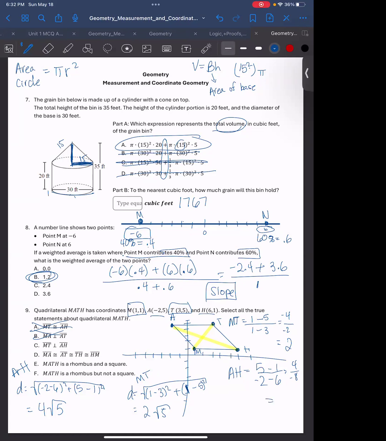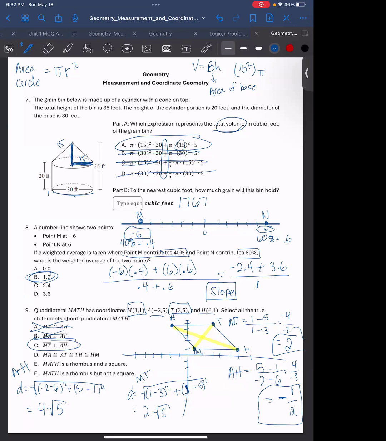So now 4 over -8 would simplify to negative 1/2? Yeah. -2, and then I have +2, and then AH is -1/2. Are these opposite slopes? Yeah. So C is true. Okay.